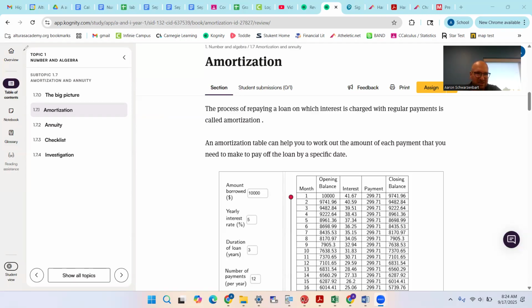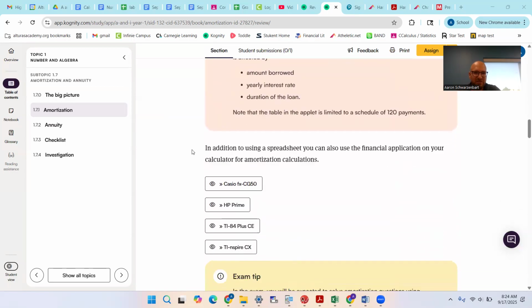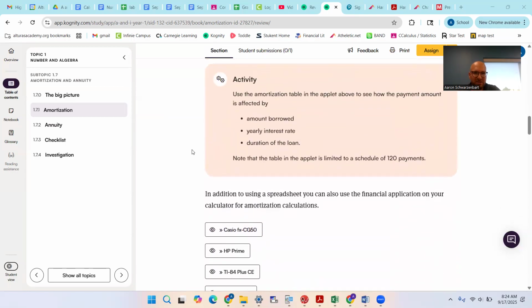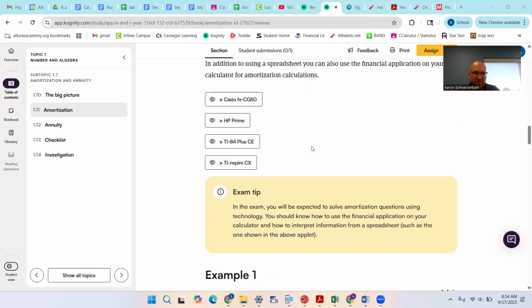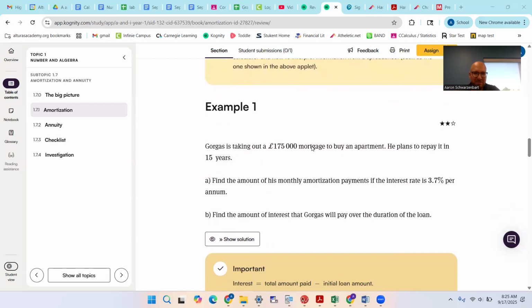And the calculations for this, we did a little bit of them in pre-calc. You will not have to use the ugly formulas this year. You will get to use your calculator. So important things you'll need to know are the amount borrowed or loaned, the interest rate, and the duration of the loan, and you will use your calculator to do this.